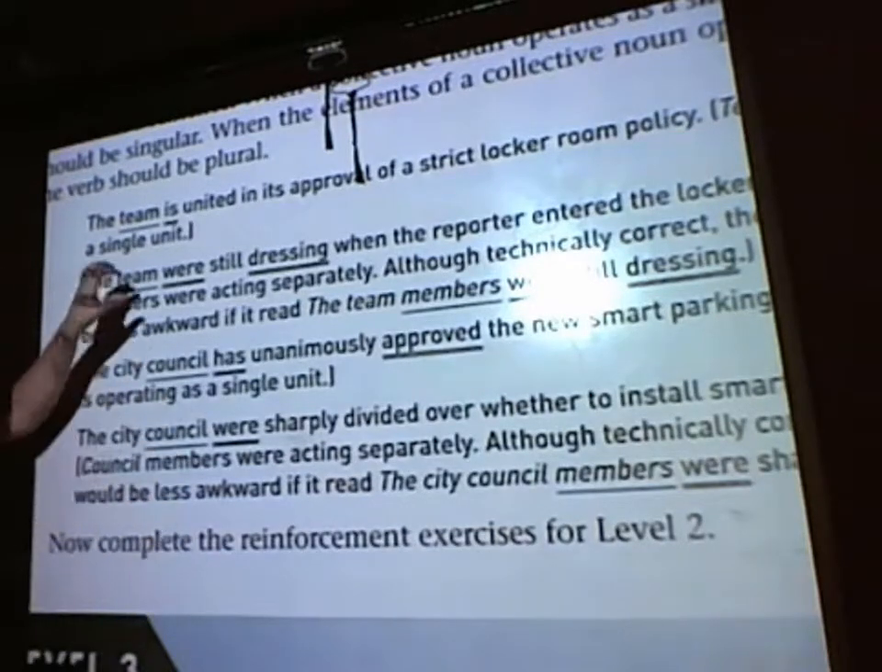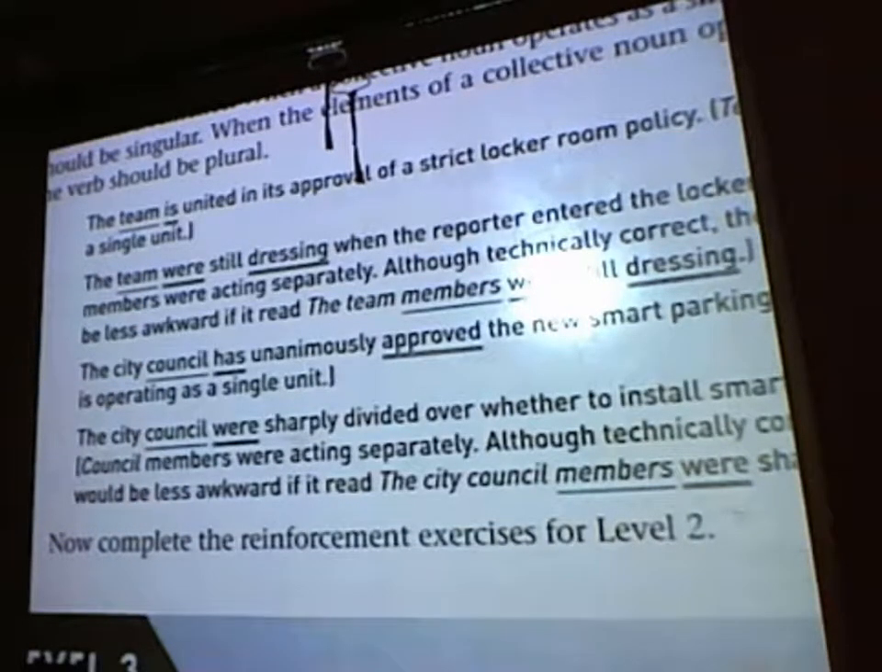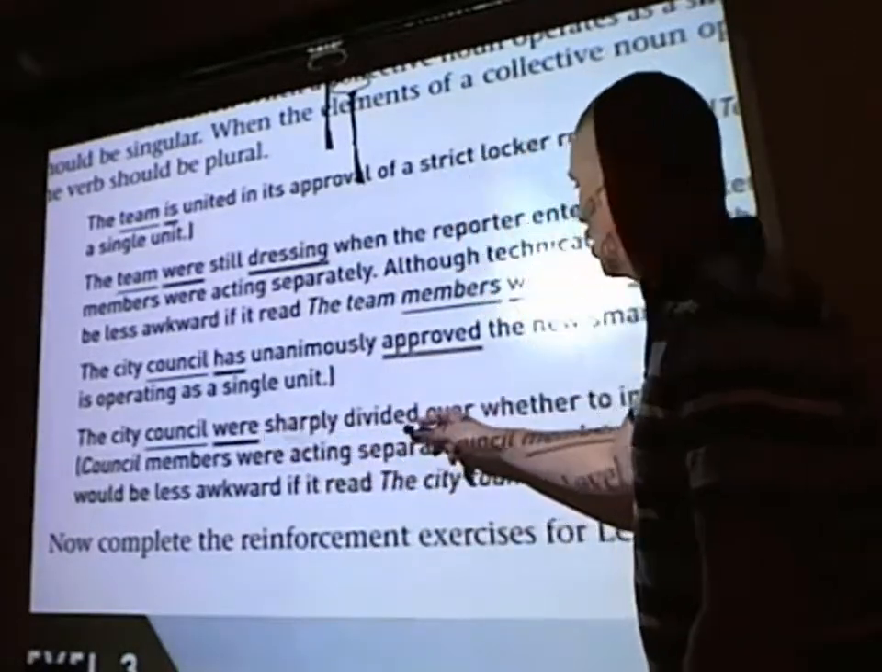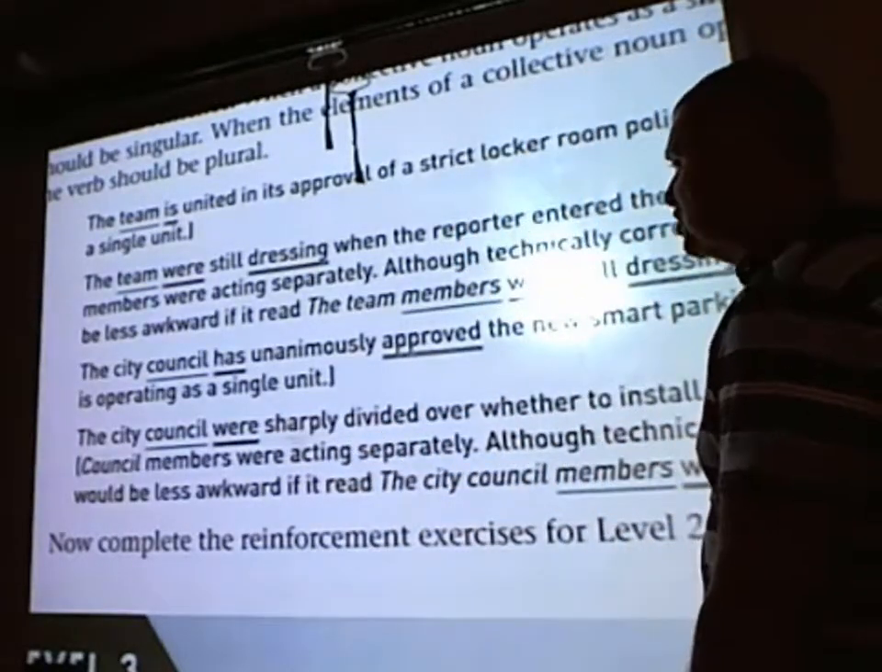Also, the council was or were sharply divided over whether to install smartphones. Since they were arguing amongst themselves, the council indicates plurality, so we need a plural verb.